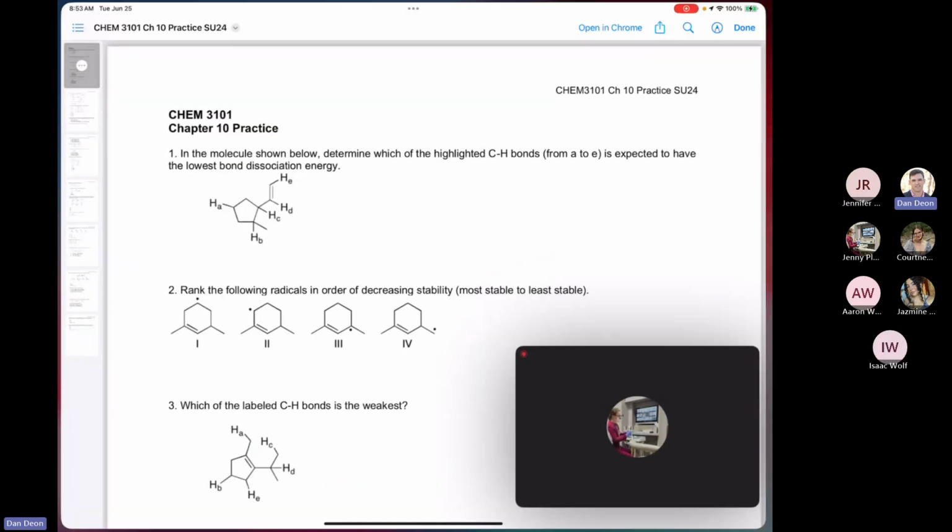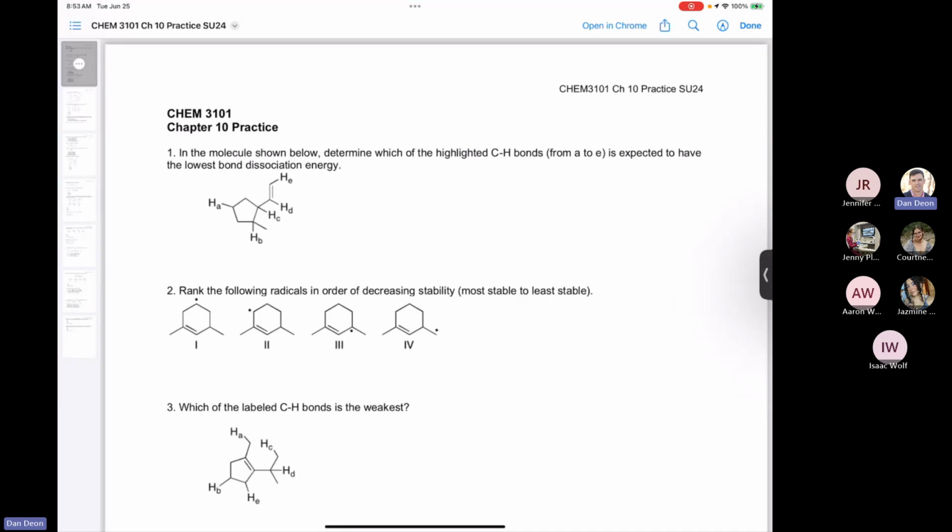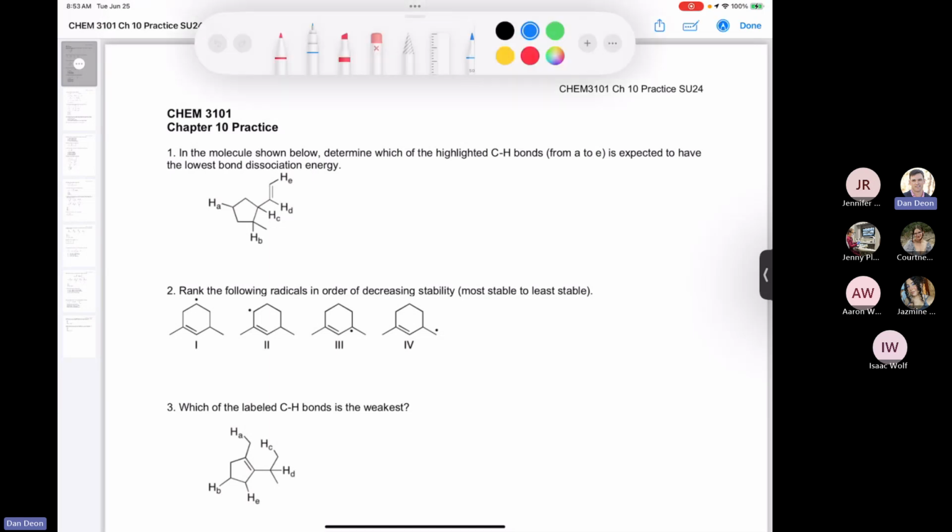All right, so we're going to take a look at some practice problems from chapter 10. So total of 25 problems here, so let's get cracking. First one is, in the molecule shown below, determine which of the highlighted carbon-hydrogen bonds from A to E is expected to have the lowest bond dissociation energy.